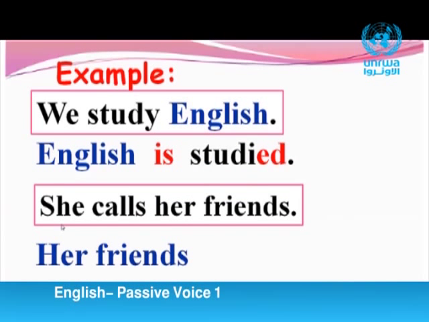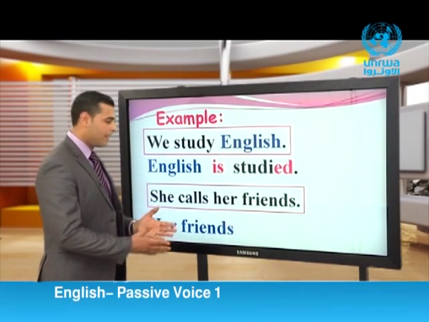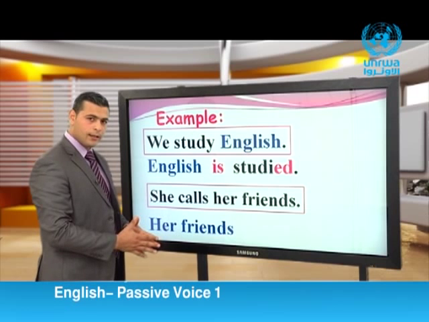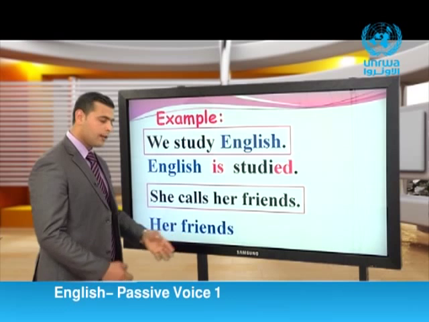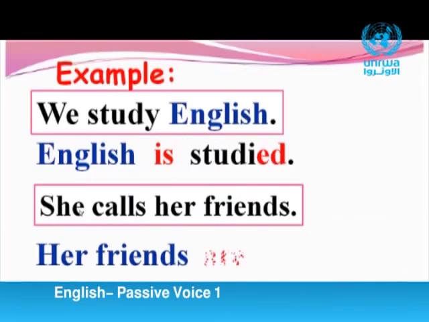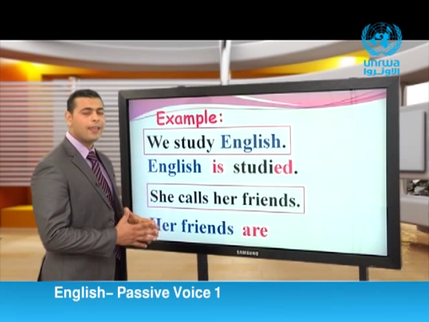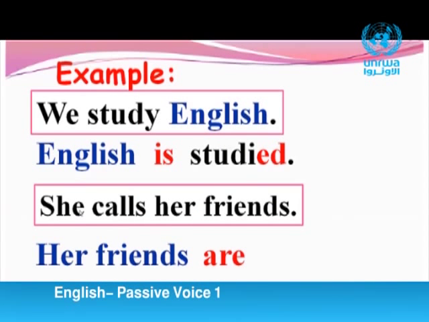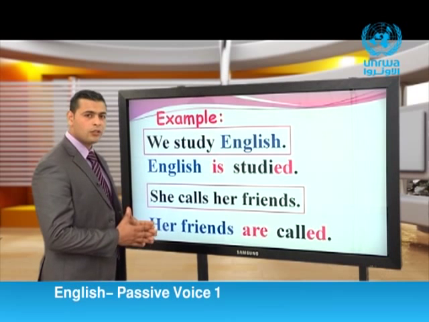هنا her friends at the first sentence في الجملة الأولى كانت عبارة عن المفعول به، لكن في الجملة الثانية أصبحت عبارة عن الفاعل. her friends أصدقاؤها هذا فاعل جمع، لذلك نحتاج أن نستخدم are. her friends are. نحتاج أيضا إلى فعل أساسي في التصريف الثالث. So her friends are cold. Her friends are cold. Thank you very much, dear students.